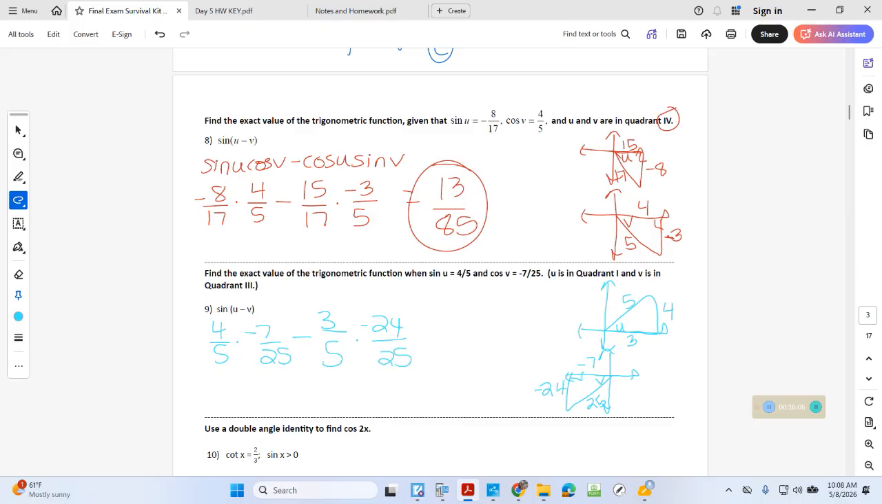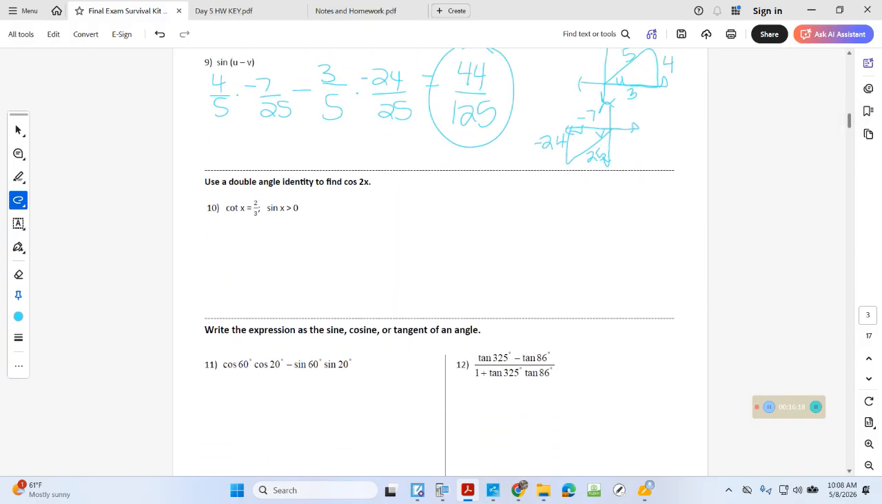Okay, I punched that all in. I did it earlier. You end up with 44 over 125. I'm hoping this is starting to seem a little familiar to us. It has been a while since we've done this. All right, double angle identity.